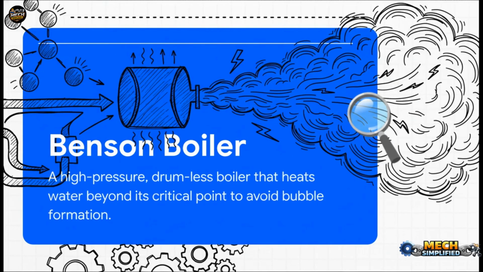And this is where the hero of our story comes in. The Benson boiler. This piece of gear is an absolute marvel, designed specifically to handle these insane pressures. Because it operates beyond that critical point of water, it doesn't need a big, clunky drum to separate steam from water. Nope. The water just flashes directly into this super pressurized, perfectly uniform steam.